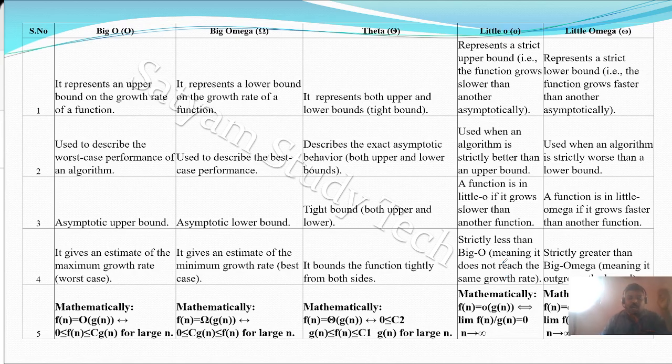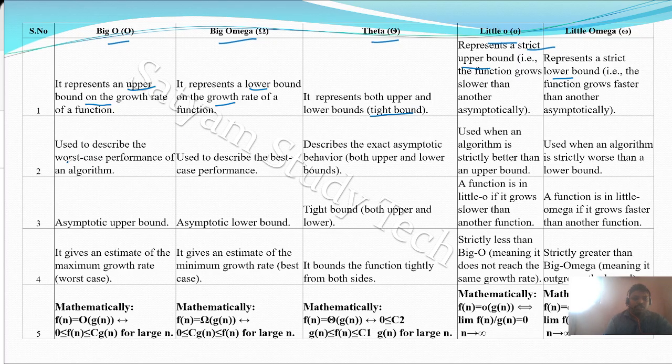Now you can see all these 5 notations in one slide. Here the big O notation and big omega notation. Here is the theta notation and the little o and little omega notations. Now we can see, the big O notation represents the upper bound on the growth rate and big omega represents the lower bound on the growth rate. Here theta notation is a tight bound. Little o represents a strict upper bound. Here it represents a strict lower bound in little omega notation.